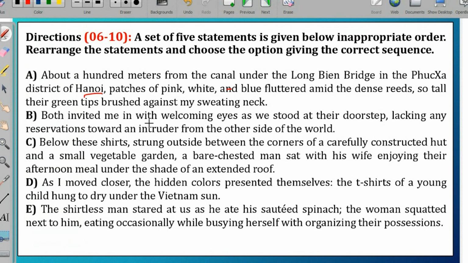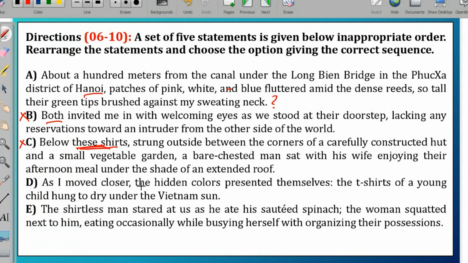Both invited me in with welcoming eyes as we stood at their doorsteps. Both means whom? We do not know. So this cannot be your first statement. तो हमने पहले क्या करना है? पहला statement देखना है. This about 100 meters can be your first statement. So we'll just put a question mark over here. Below these shirts, कौन से shirts? No idea. Can't be your first statement. Eliminate it.